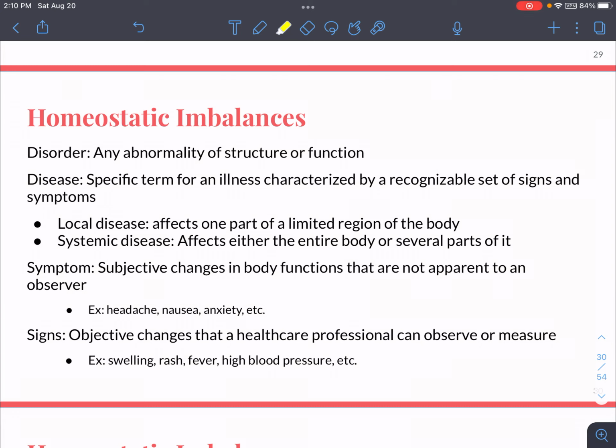Hypothyroidism, the slow thyroid, because your thyroid hormone affects every cell in the body, is another systemic disease. Symptoms are signs of those local or systemic diseases. They're subjective a lot of times. So they're things that you may experience, but a doctor may not physically see on you. Like when you have a headache, a doctor can't physically see that you have a headache. That's something that you feel. Nausea, same thing. You feel nausea, a doctor won't see that nausea.